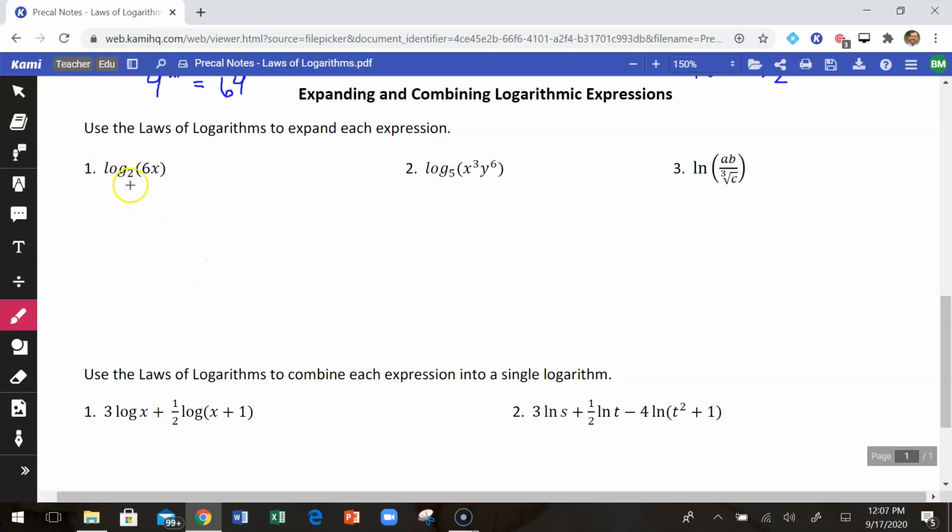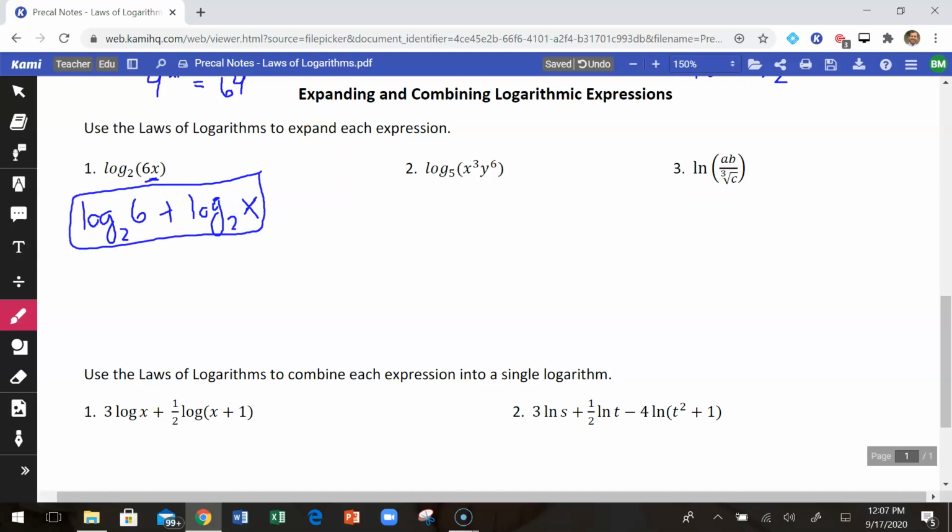So number 1, log base 2 of 6x. Well, 6x is a product. That's 6 times x. So I can separate this out into log base 2 of 6 plus log base 2 of x. Right? If it's a product on the inside, it's a sum if we write that out. Log base 2 of 6 plus log base 2 of x. And we're going to leave it right there. We have expanded that out.